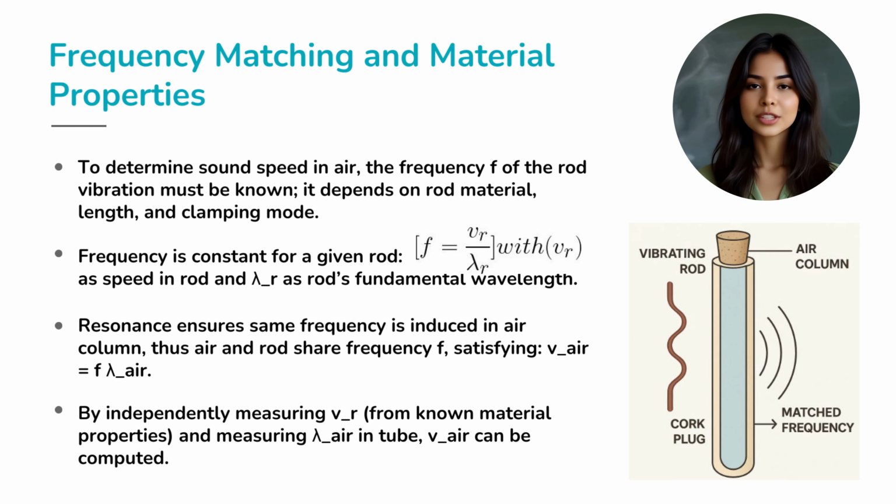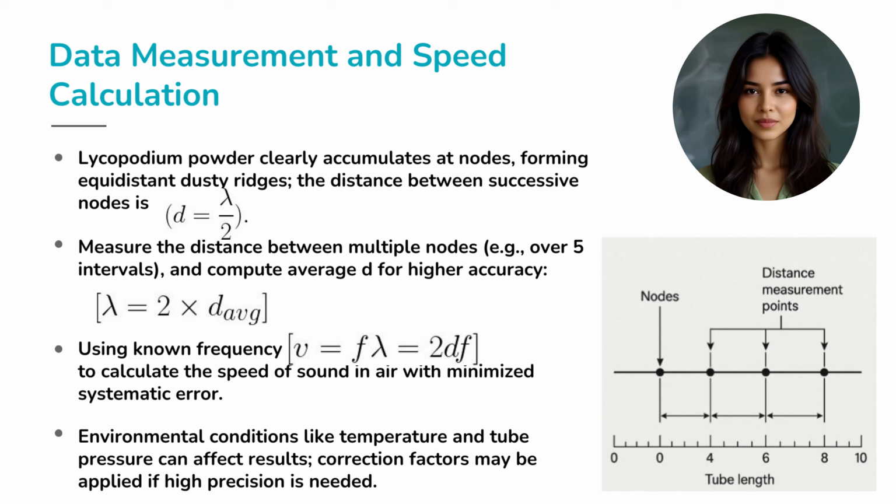Resonance makes sure the same frequency is induced in the air column, so v_air equals f times lambda_air. By knowing v_r from the rod's material and measuring lambda_air in the tube, we can compute the speed of sound in air. Lycopodium powder collects at the nodes, forming dusty ridges.